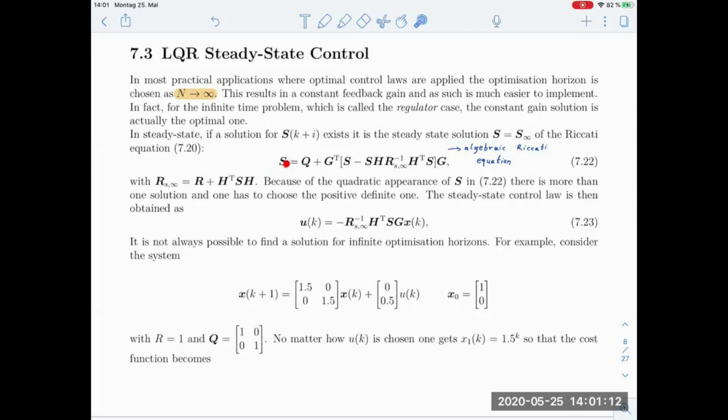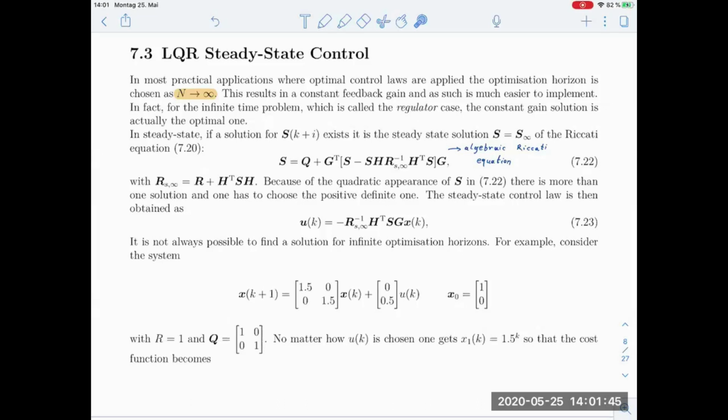We just dropped every time index of S here. It's otherwise the same equation as up there. And we want to solve this equation now. Solving this equation solves the problem for an infinitely long horizon. So essentially you sum up from now to infinite time the control errors via the x squared terms and the input contributions via the u squared terms, and you minimize all of that.